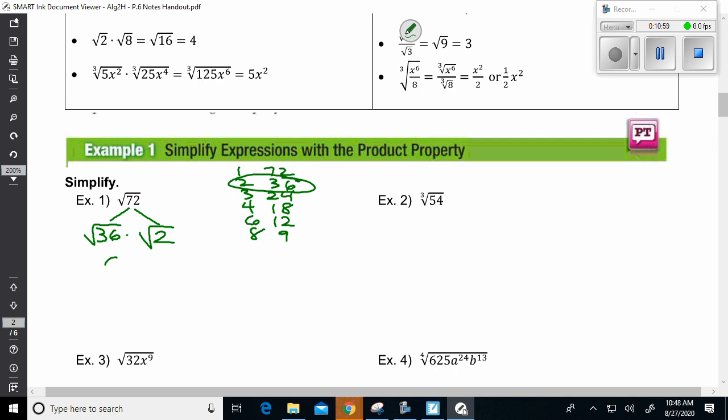Square root of 36 is 6. And the square root of 2 stays as the square root of 2. So that's your final simplified answer.